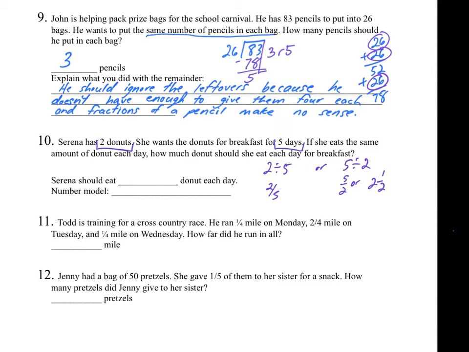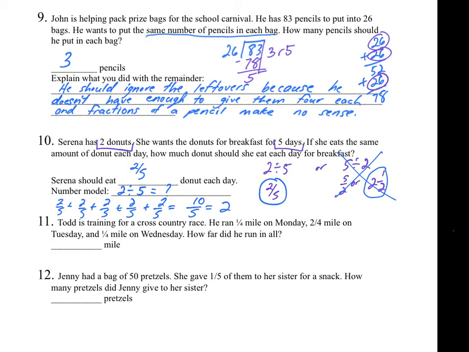Okay, so now let's think about this. We have 2 1/2. Well, wait a second. She can't eat 2 1/2 every day for 5 days if she only started with 2, so this just doesn't make sense. It's way too many donuts. She doesn't even have that many donuts to begin with. Therefore, this looks good. We have 2/5 of a donut each day, which our number model is 2 divided by 5. We can prove that by showing our addition. 2/5 plus 2/5 plus 2/5 plus 2/5 plus 2/5 equals 10/5, which equals 2, which is exactly how many donuts she had.